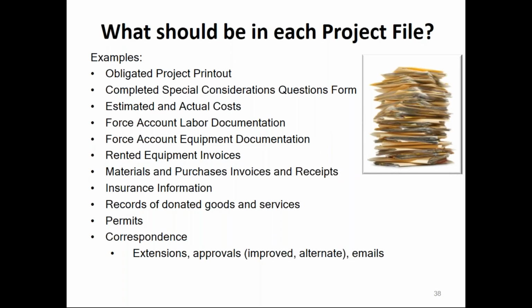What types of files should be in each project file? You could put in obligated project printouts from FEMA's grants portal system. That may go in there. Items such as your estimated and actual cost documentation, certainly your force account labor documentation, all your timesheets, all your payroll documentation, any printouts from your time record keeping system, any equipment you're using, the summary of all that equipment used could go in there, any rented equipment, invoices, certainly materials and purchases, all of those invoices and receipts, contracts, etc. Your insurance information should be provided and in there in your project file.